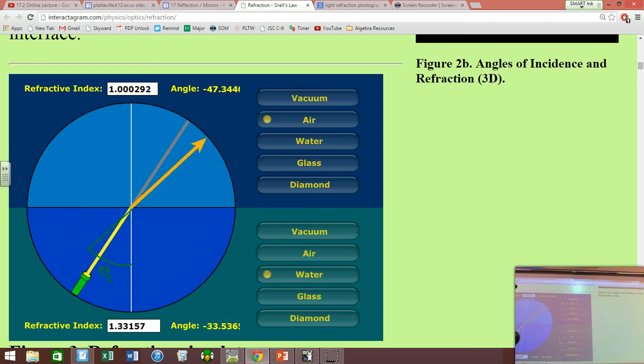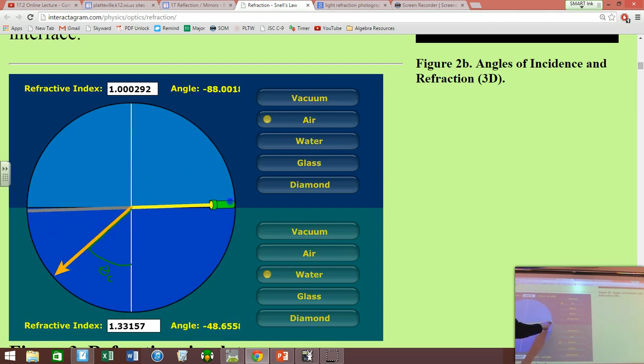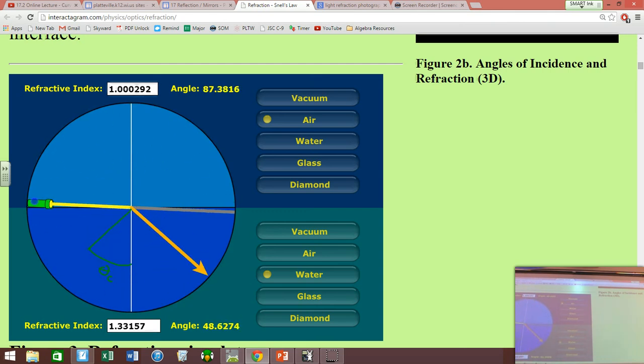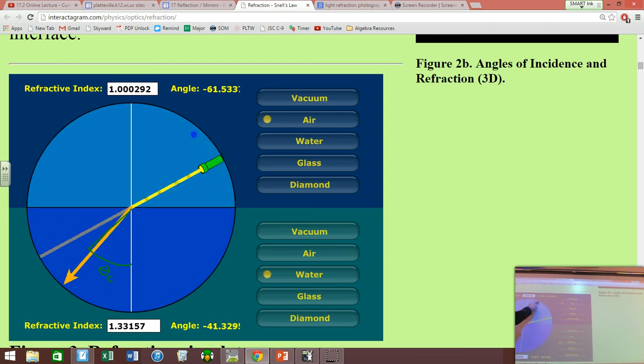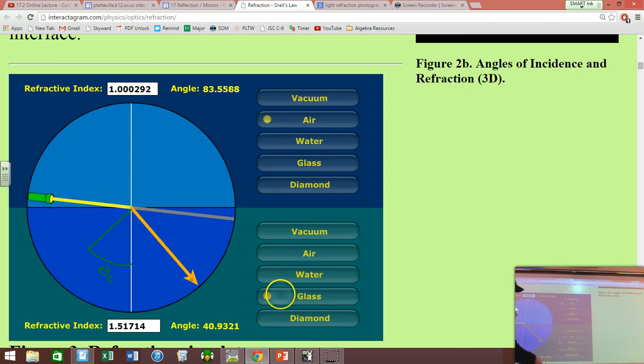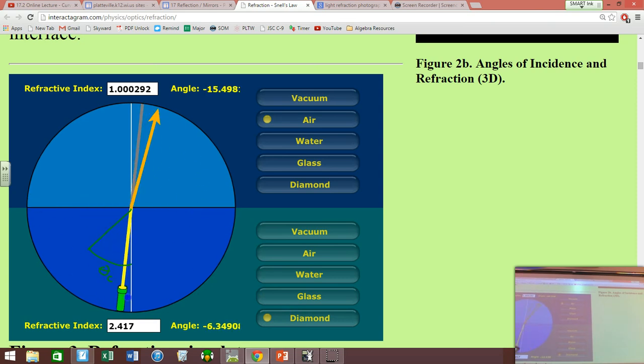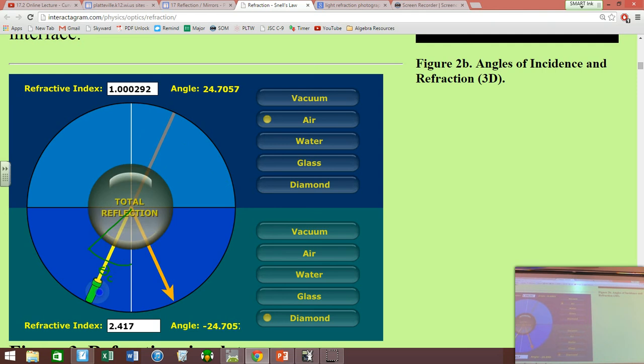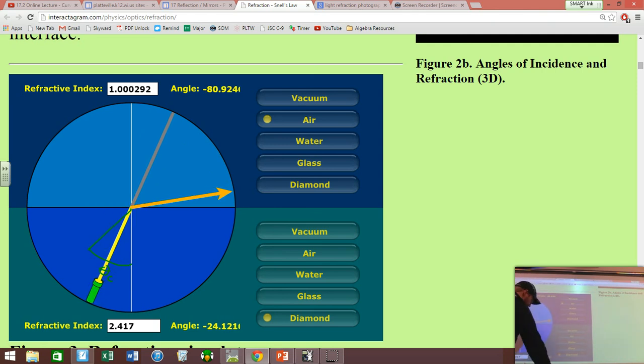Now you'll notice it only happens when I'm going from a more dense medium like water into a less dense medium like air. If I go this way, from air into water, it doesn't matter what. I can put this thing anywhere and it will always go into water. It will always go into glass. It will always go into diamond, but it won't always come out of it. You'll notice that something like diamond, their critical angle is much, much smaller than that of air. Here's the critical angle for our diamond.